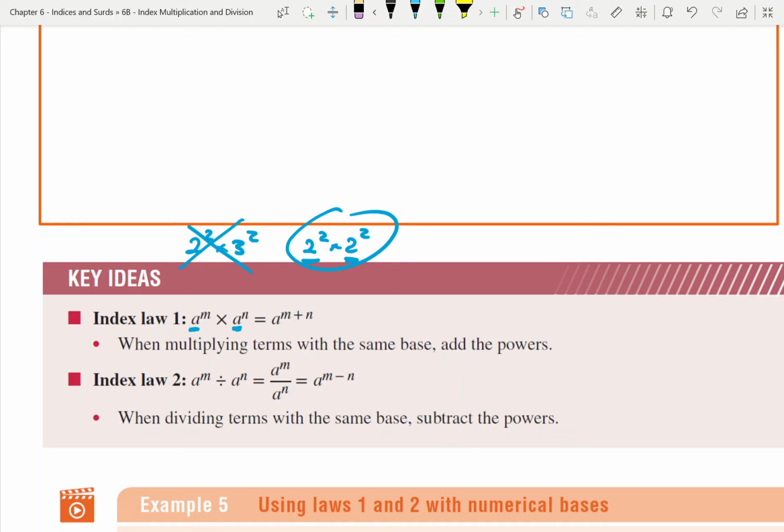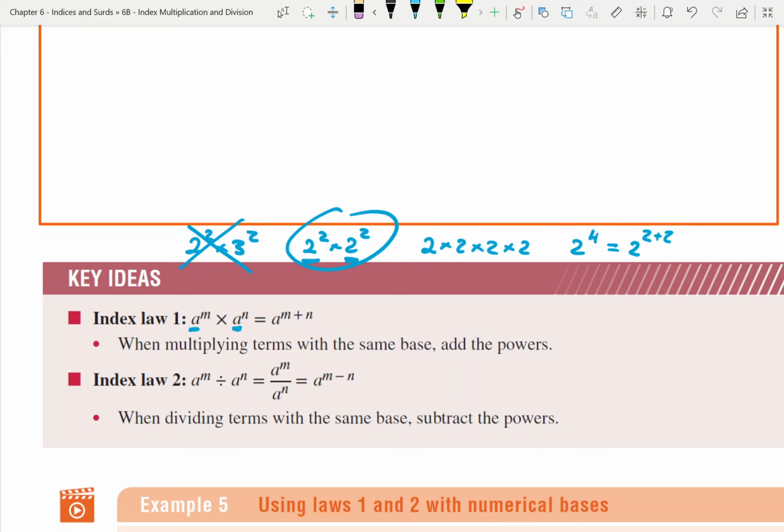If we were to look at this 2 squared times 2 squared example I've drawn, if we were to convert that to expanded form, that's going to be 2 times 2, also multiplied by 2 times 2. Well, if we count how many we've got in the end, that is going to be 2 to the power of 4, which is 2 to the 2 plus 2. So if we're multiplying terms with the same base, we add the powers.